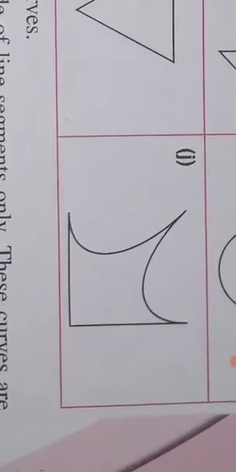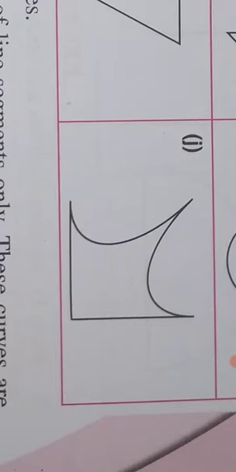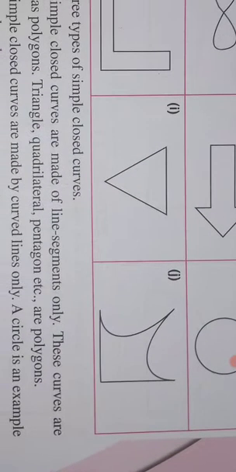And for the third, some simple closed curves are made of both line segment and curved line. Few simple closed curves are like this. These are made of both line segment and curved line. You see, for example, we can say number J. This closed shape, you see, this simple closed curve is formed by curved line as well as line segment. Okay, so there are three types of simple closed curves.